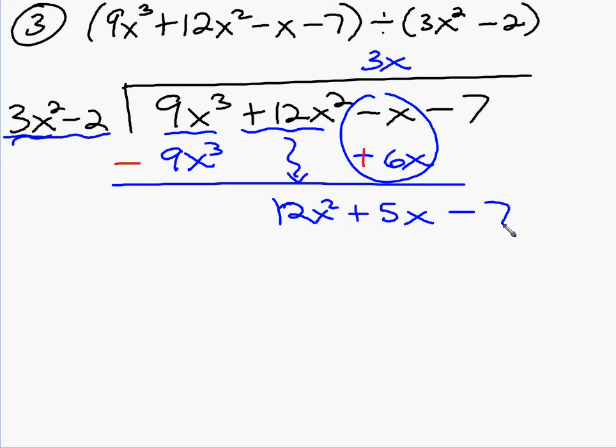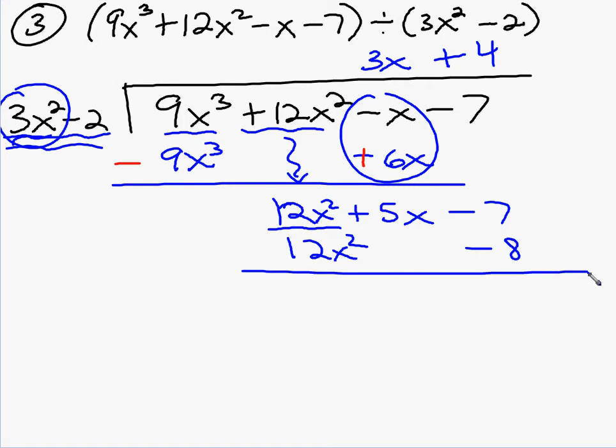Now you might be thinking, well, this thing over here only has 2 terms. How is that going to work? Well, we follow our same process. What do I multiply 3x squared by to get 12x squared? Isn't it 4? So I'm going to put a plus 4 here. I'm going to distribute it through, and I'll have 12x squared, which is what we want, minus 8. So that minus 8 goes here.